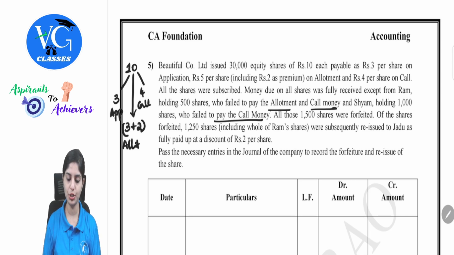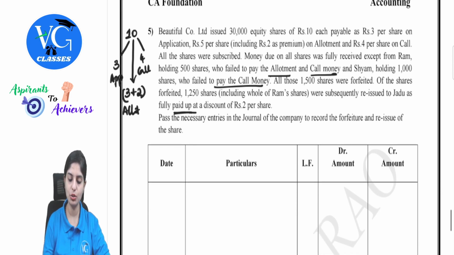All those 1,500 shares were forfeited. That is 500 of Ram and 1,000 of Sham. Of the shares forfeited, 1,250 shares including whole of Ram shares were subsequently reissued to Jadu as fully paid up at a discount of rupees 2 per share. So when they mention fully paid up, that means for 10 rupees it was totally raised, but in the reissue process they are giving 2 rupees as a discount. So first of all, they are asking us to pass the journal entries to record forfeiture and reissue.